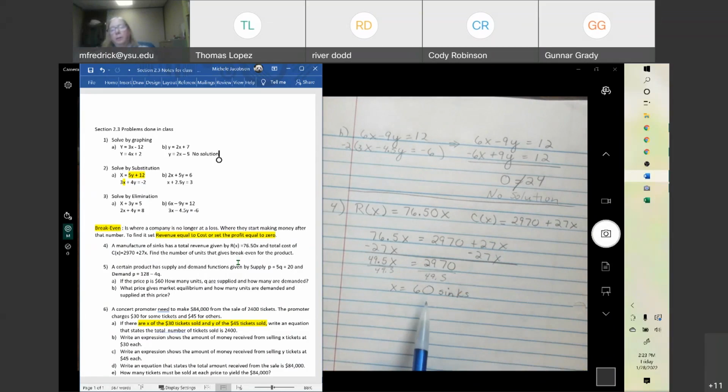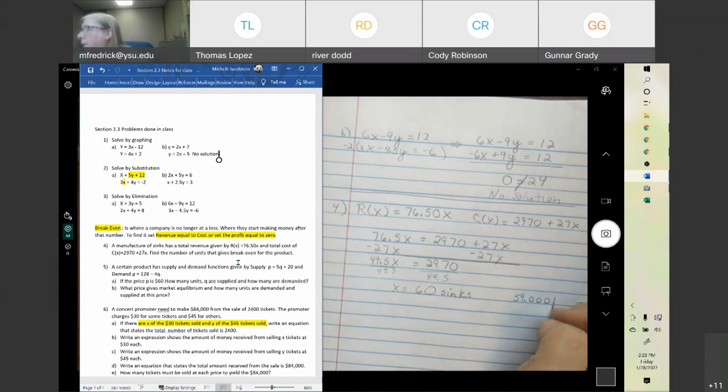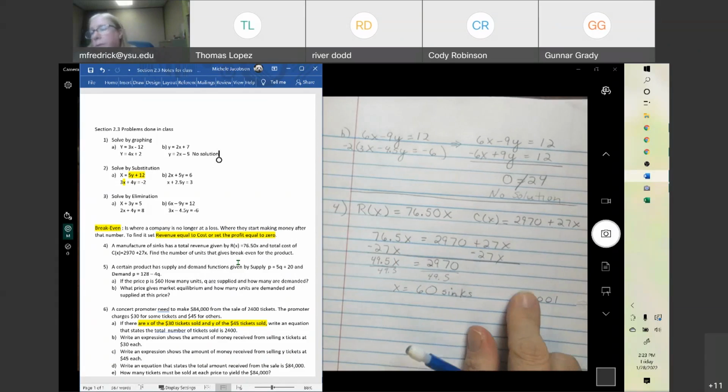They need to produce and sell 60 sinks in order to break even, which means they were no longer at a loss. Any questions on that? This one came out to a whole number, but if it came out to a fraction, even if it was 59.0001, you're not going to break even unless you round up.